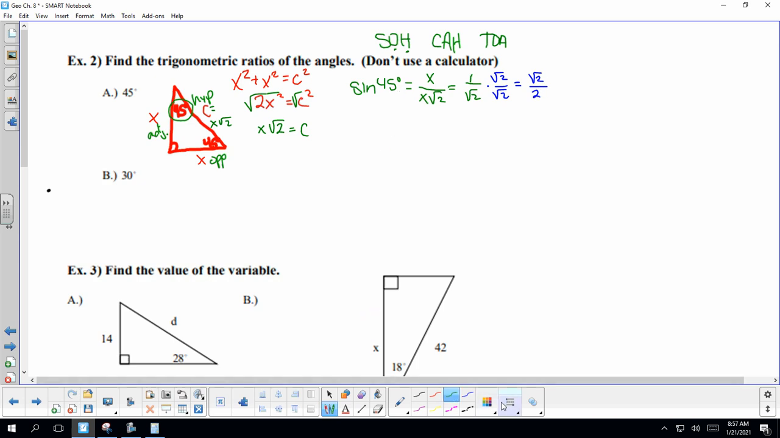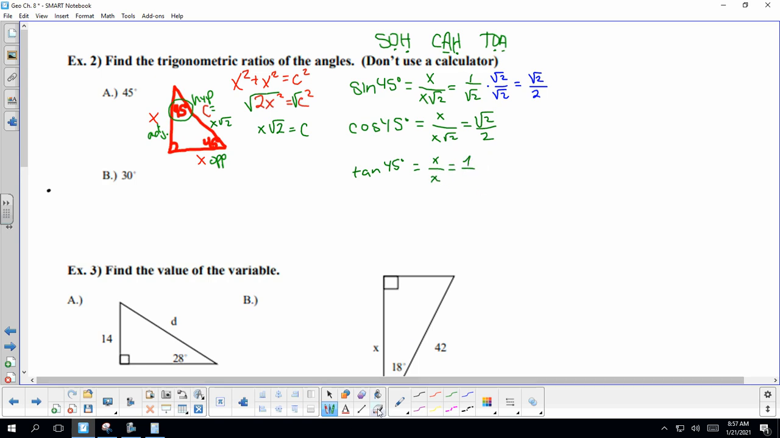Okay, let's try cosine. Cosine of 45 degrees is adjacent over hypotenuse. Adjacent is x. The hypotenuse is x root 2. Oh my gosh, they're the same. Thankfully, we've already done the simplification, so this is equal to square root of 2 over 2. And then the tangent of 45 degrees is equal to opposite over adjacent. Opposite is x, adjacent is x. x over x is equal to 1.